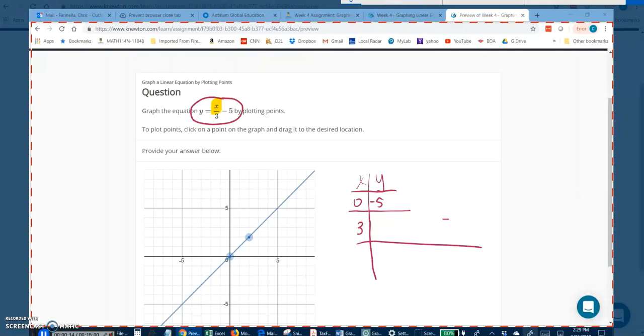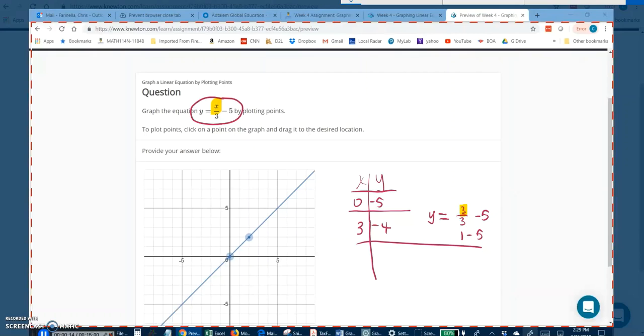So we have y is equal to 3 over 3 minus 5. Remember, all I'm doing is replacing this x with a 3. Well, 3 over 3 is 1, and 1 minus 5 would be negative 4. So (3, negative 4) is a point on the graph.